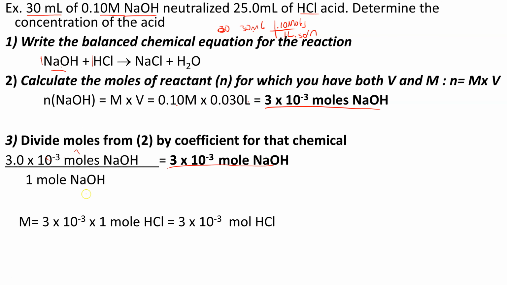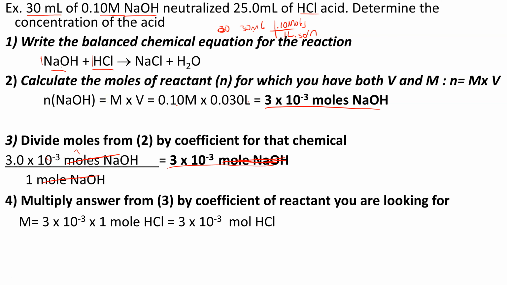And then you're going to take that, and realistically these moles should cancel out too. So you should just be left with a number, like you would in step 2 of stoichiometry. You're going to take 3 times 10 to the negative 3 and multiply by the coefficient of whatever you're looking for. So what am I looking for in this situation? I'm looking for HCl. So I multiply by the 1 for HCl. Now you take this number and divide it by the volume of that solution.